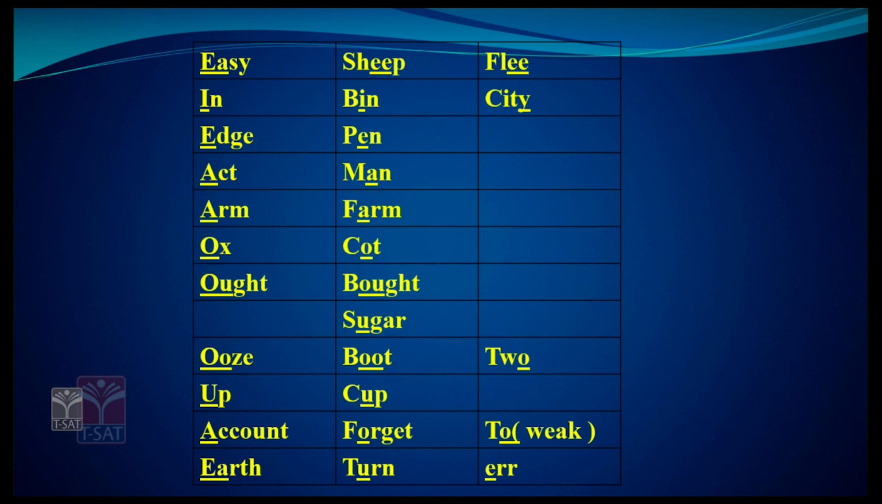ɒ as in ox, caught. ɔ: as in ought, bought. ʊ as in sugar. u: as in ooze, boot, two. ʌ as in up, cup. ə as in account, forget, and to as in weak form, and ɜ: as in earth, turn.